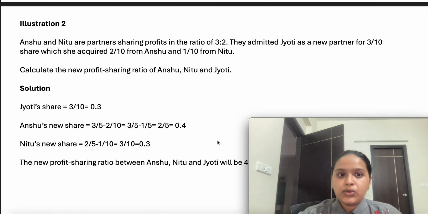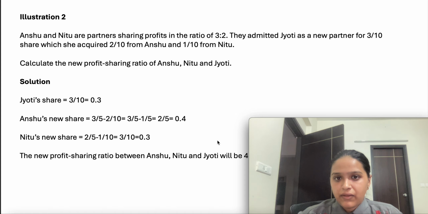Next question: Anshu and Nitu are the partners sharing profit in the ratio of 3:2. They admitted Jyoti as a new partner for 3 by 10 share. So in the question they have mentioned that Anshu and Nitu are the existing partners and their existing profit ratio is 3:2, and they have admitted Jyoti as a new partner, for which Jyoti will get a 3 by 10 profit share. Out of the 3 by 10, 2 by 10 has been acquired from Anshu. It means 2 by 10 will be reduced from Anshu's share and the rest, 1 by 10, will be reduced from Nitu's share.